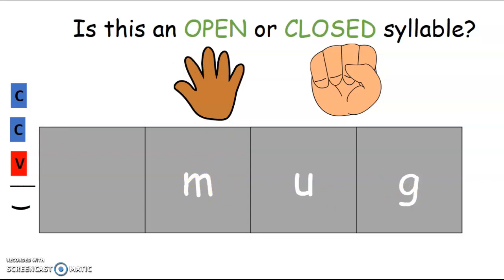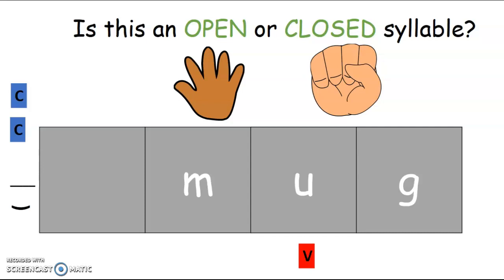Now, whenever I'm trying to decide if a word is an open or closed syllable, the first thing I need to do is find the vowel, and I'm going to code it. So, boys and girls, let's look through this word and find the vowel. You're right, boys and girls, the U is my vowel, so I'm going to code the U as my vowel.